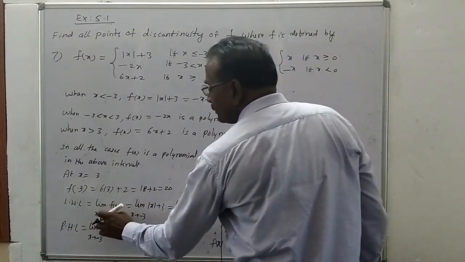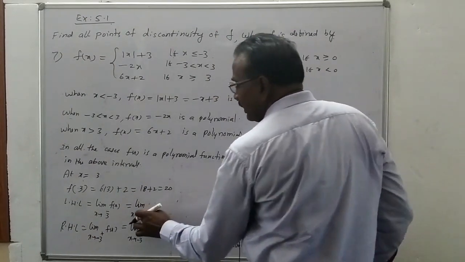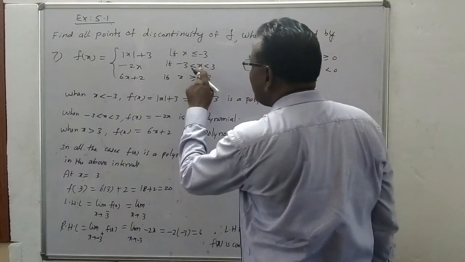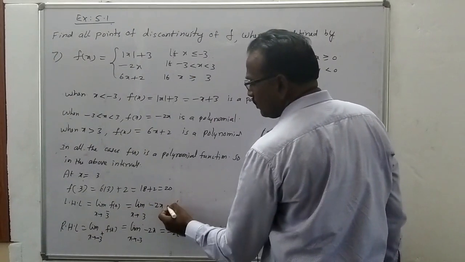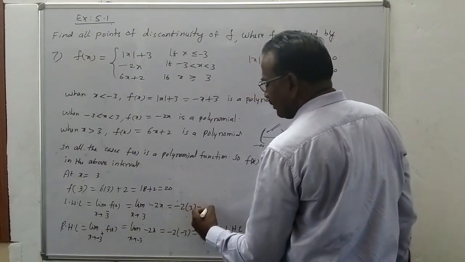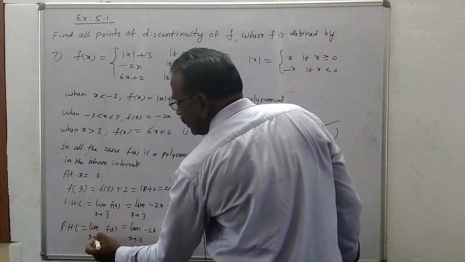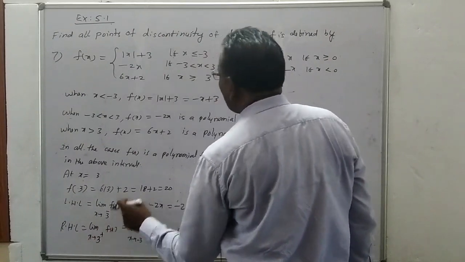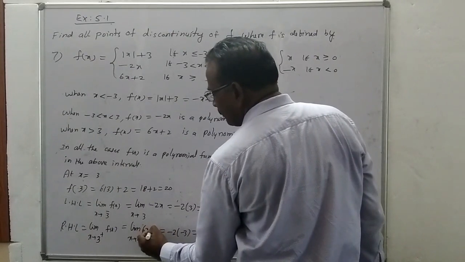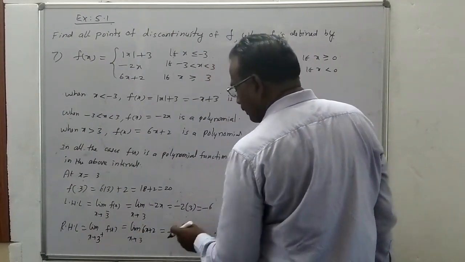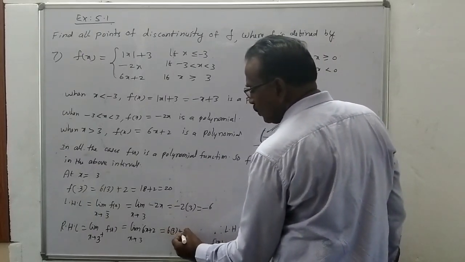Left hand limit is x tends to 3 minus. That means x is less than 3, the function is minus 2x, directly substitute x is equal to 3, minus 2 into 3, the value is minus 6. Left hand limit exists, that value is minus 6. Right hand limit is 3 plus, that means x is greater than 3, the function is 6x plus 2, x tends to 3. By direct substitution method, this value is 6 into 3 plus 2, the value is 20.